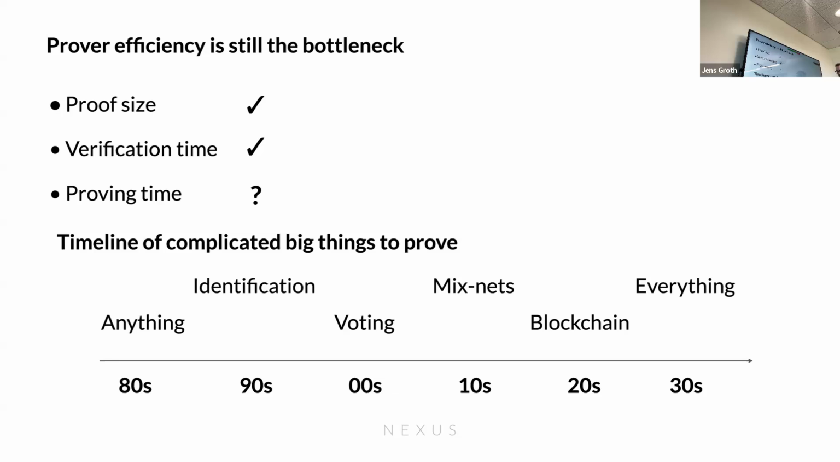And then later I was working on mix-nets. Now we're talking about a different complexity: you have 100,000 ciphertexts, a million ciphertexts. You want to shuffle them around, permute them and re-randomize them to hide things. And that's what you want to prove, right? So that was considered a big statement and a big computation to prove.